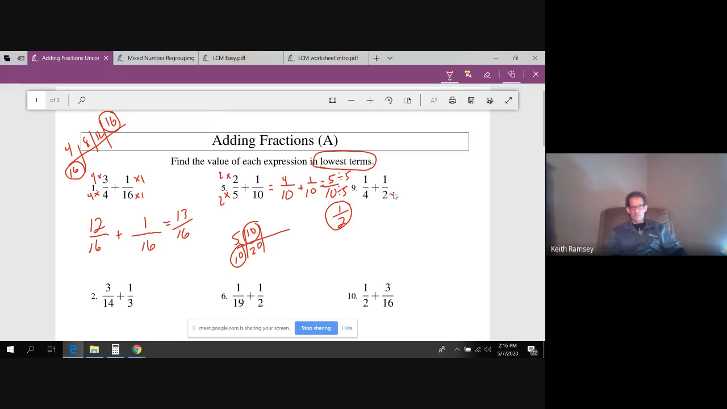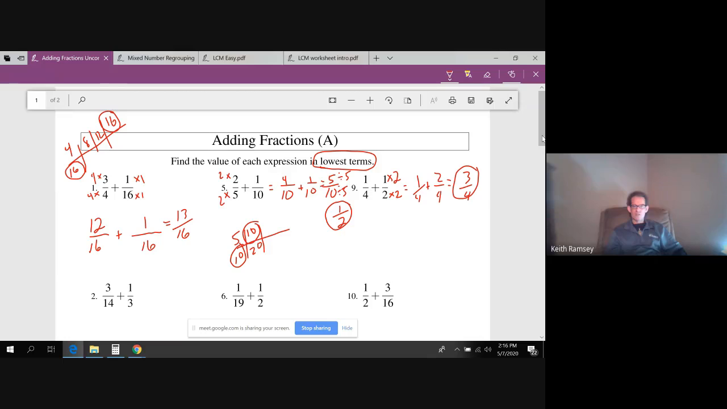So I'm going to change this fraction by multiplying the bottom and the top by 2. Okay, so this is going to equal 1/4 plus 2 times 1 is 2, and 2 times 2 is 4. Now I have my common denominator, which is also my least common multiple. I have 1 plus 2 is 3. The bottom stays 4. And that's your answer.